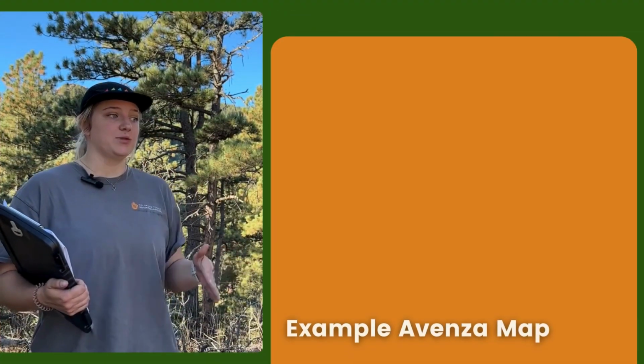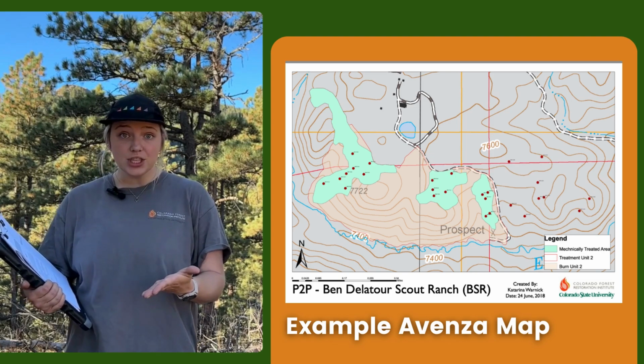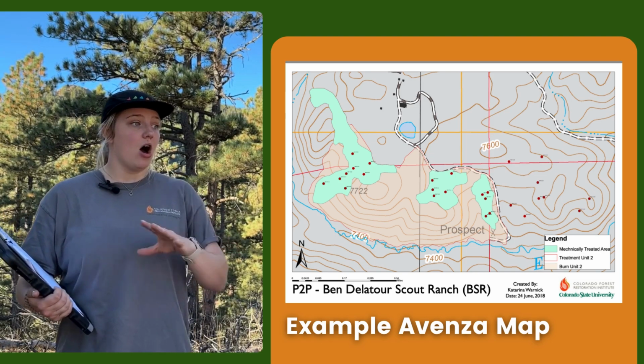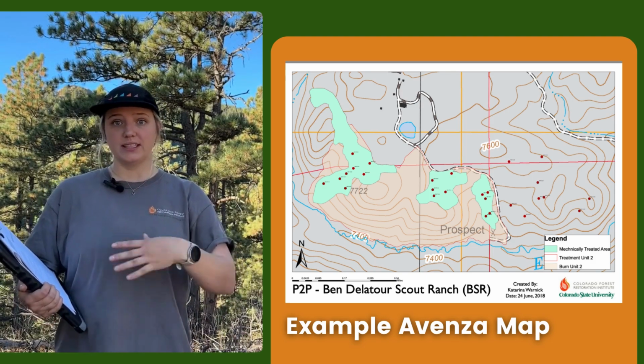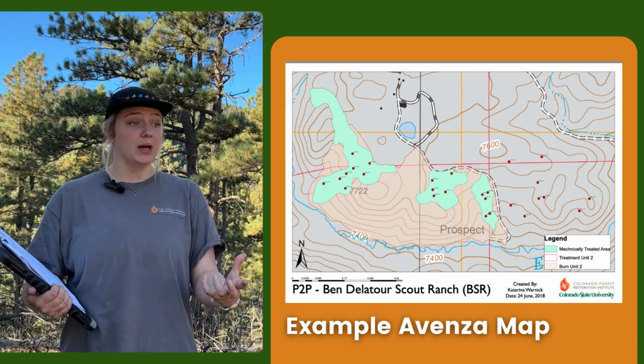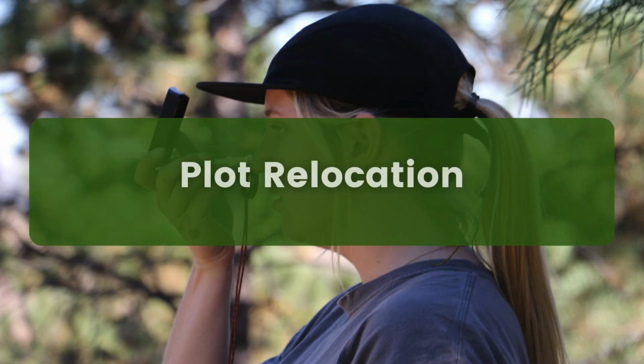The way that we do this is we have our Avenza map that already has the random plot placement established. So we are hiking in our area and navigating to the points on that Avenza map, and then we're going to see if the point that we navigate to is a suitable area for collecting data.